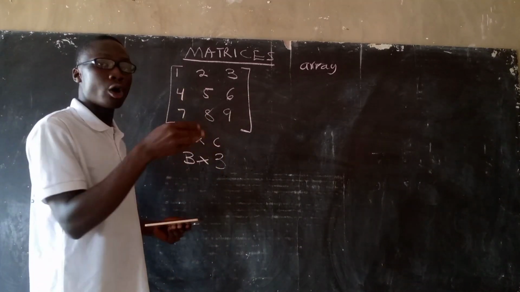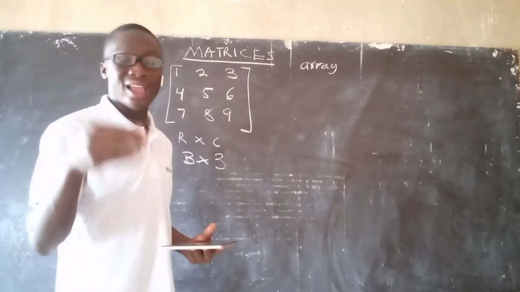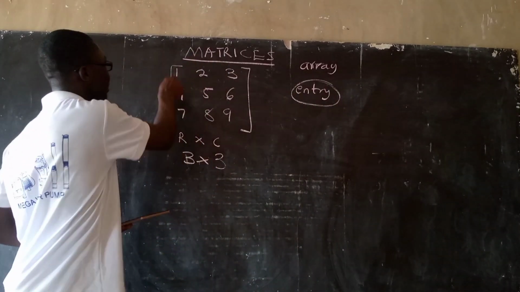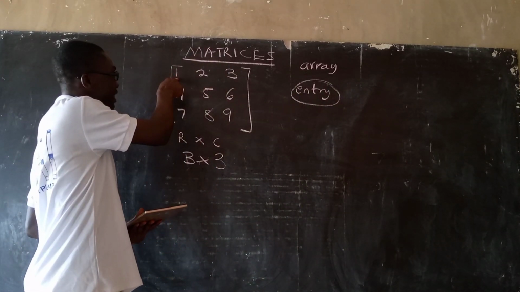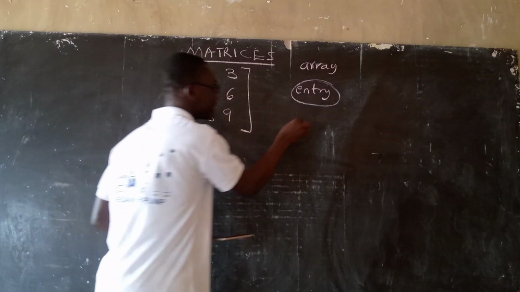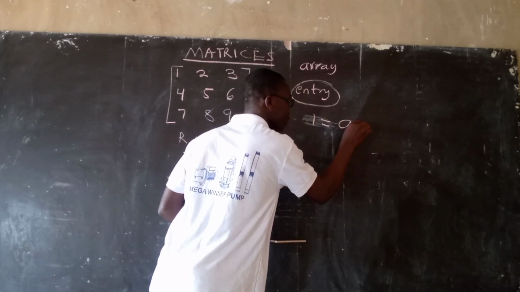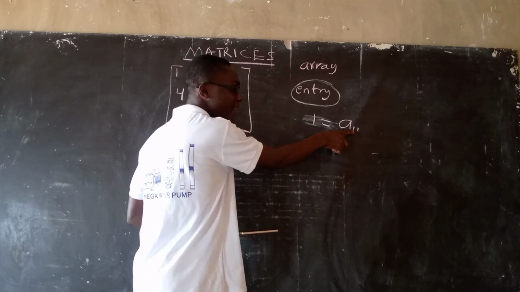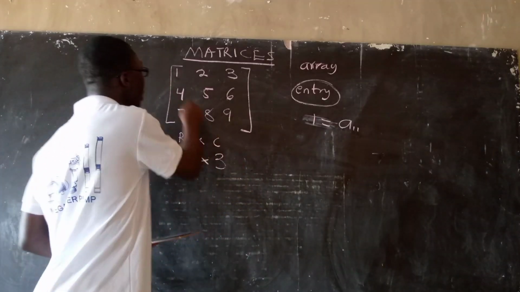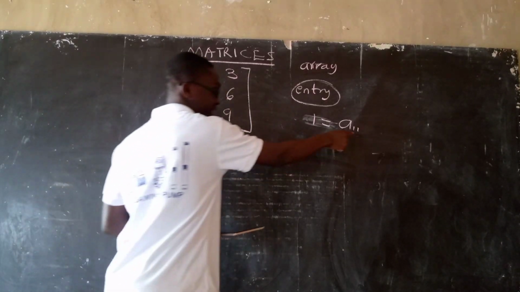Now, we want to know the address of the entries. The values in the matrix are called the entries. How can we address the entry 1? We can address 1 by saying that 1 is equal to A11. The first one shows the row in which 1 is, and the second one shows the column. So 1 is in the first row, that's the first one, and it is in the first column, that's the second one.